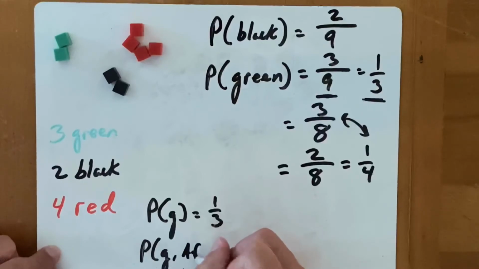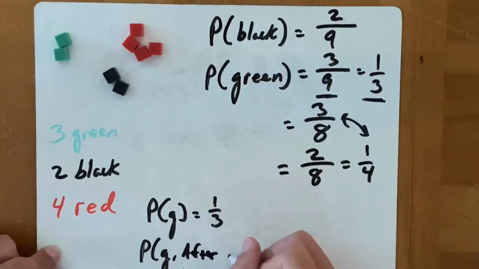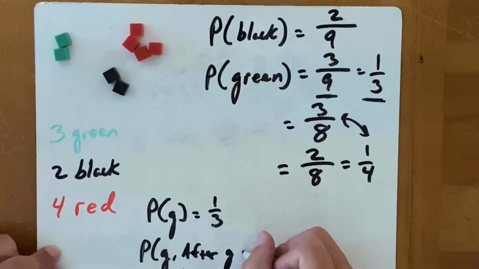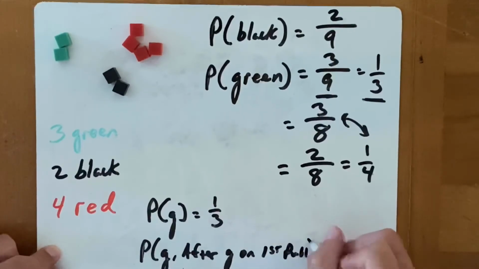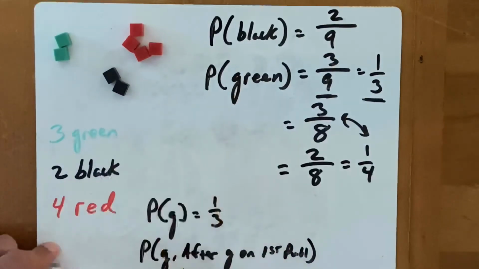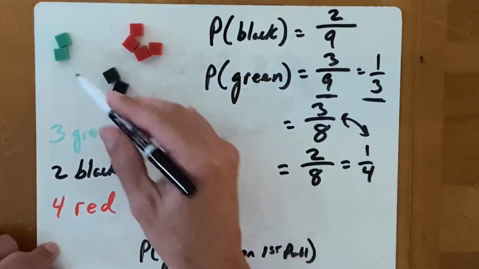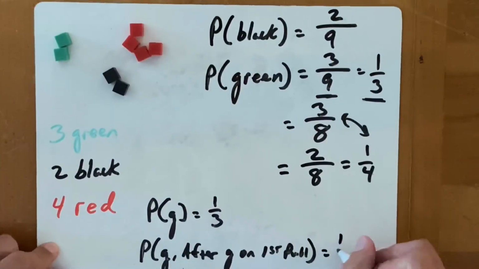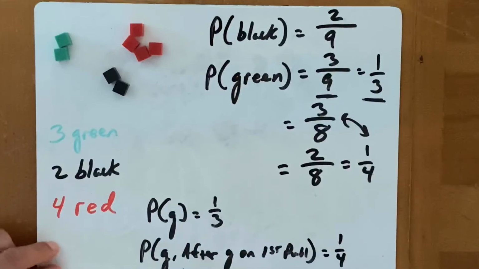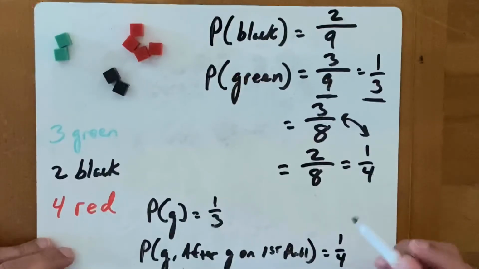So what's the probability of pulling a green after a green on the first pull? A probability of pulling a green after I've already pulled one green out. That's going to be your 1/4, because now there's only 2 left. There's a total of 8, so 2 out of 8, or 1/4. Then what's the probability of pulling a green on both pulls?